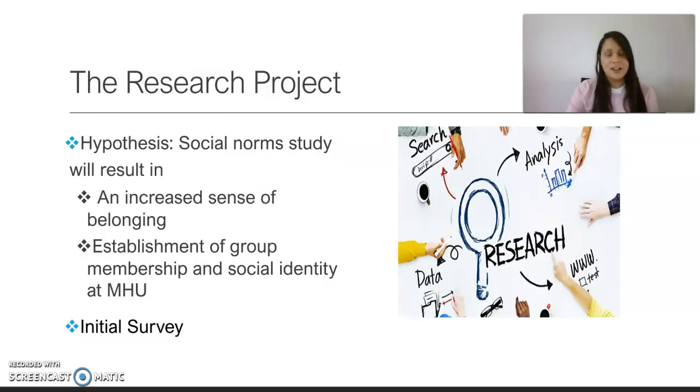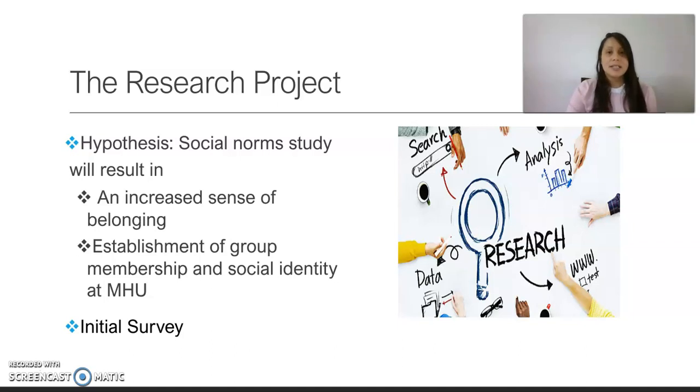So my research project started off with a hypothesis in which I thought that we could do a social norm study that would result in an increased sense of belonging and an establishment of group membership and social identity at Mars Hill University. So with this, I worked together with Ryan Bell and Dr. K on the initial survey. There was a first year survey that went out at the end of fall semester in 2019. With the assistance of Dr. K and Ryan Bell, we added 10 questions regarding an individual's sense of belonging at Mars Hill University.